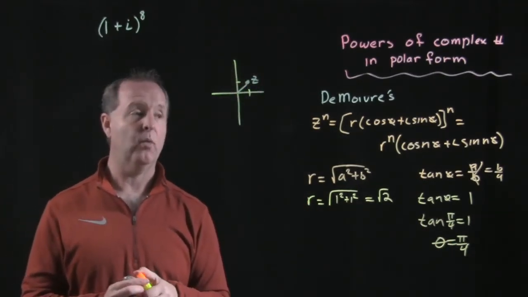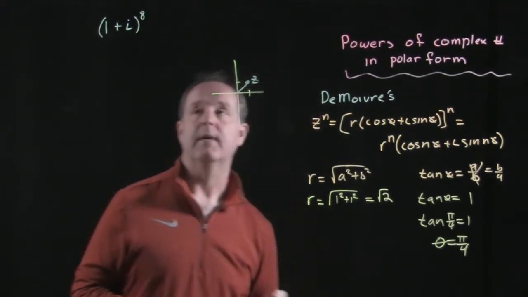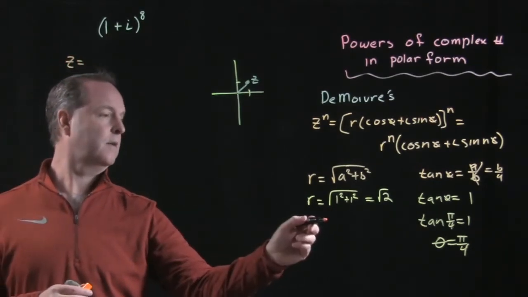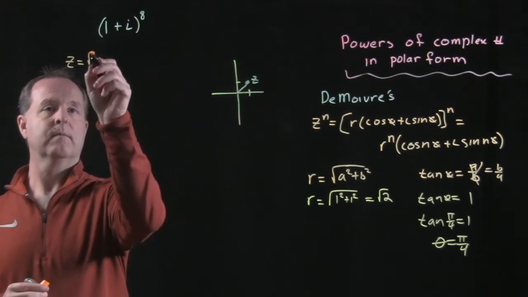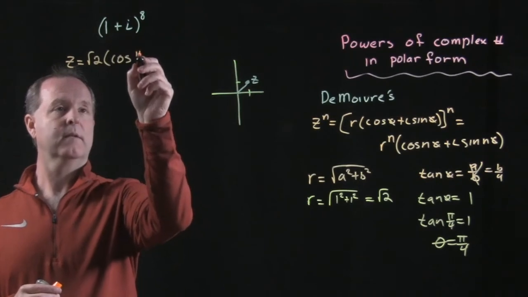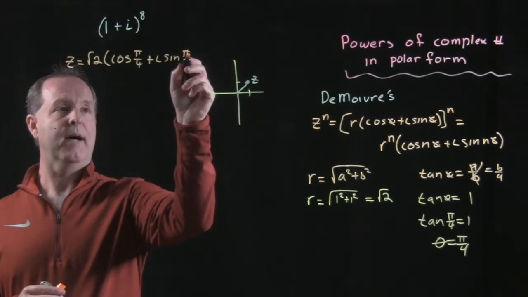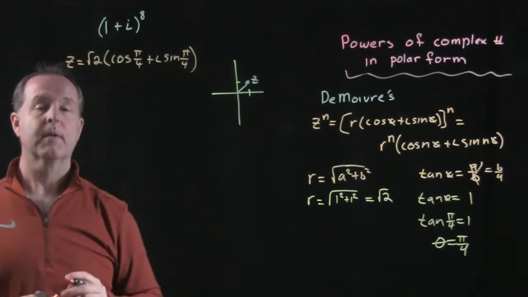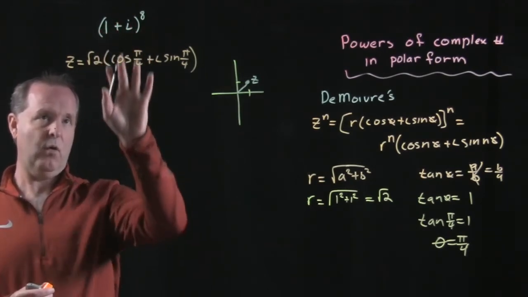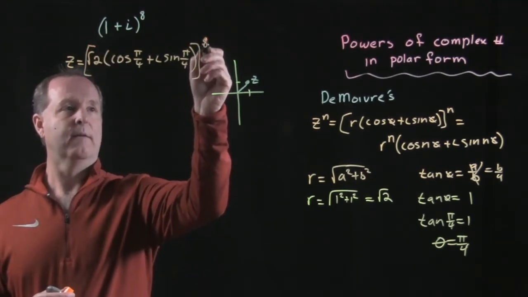All right, from there we're able to rewrite this in polar form, which is z equals my r, there it is, root 2, times the cosine of theta, which is pi fourths, plus i sine of theta, which is pi fourths. So there's the point equivalent to 1 plus i, converted from rectangular form to polar form. Now we're going to raise that entire thing to the 8th power.